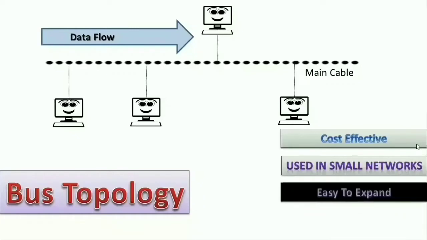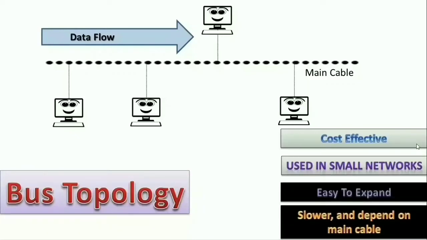It's easy to expand, but it is slower and dependent on the main cable. That means if the main cable fails, then the whole network will fail. Moving on to the next topology.